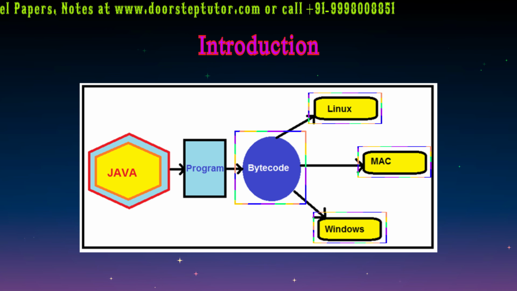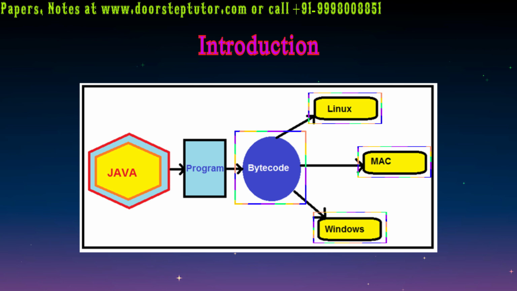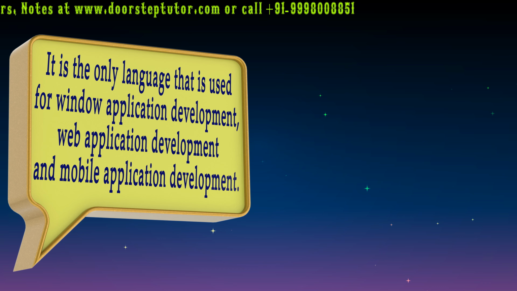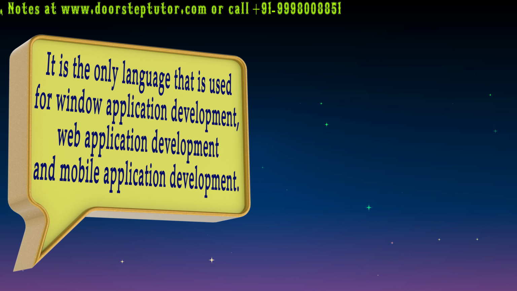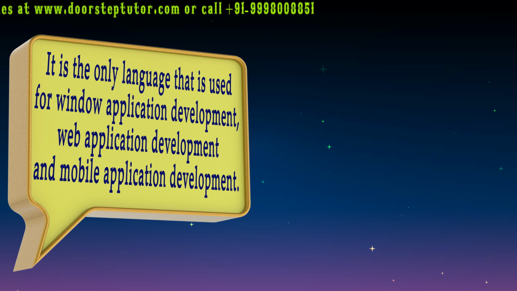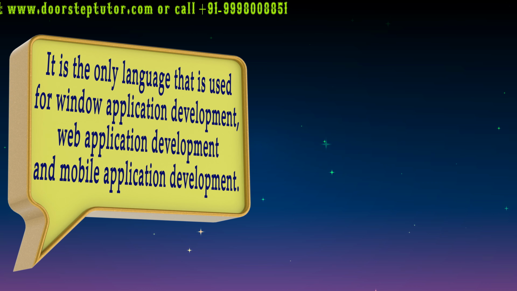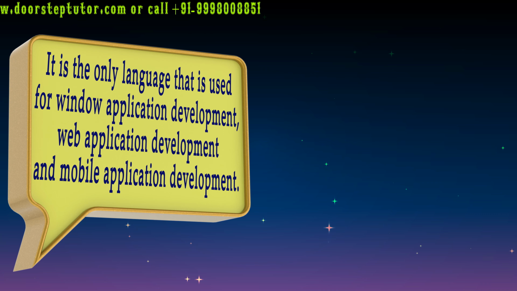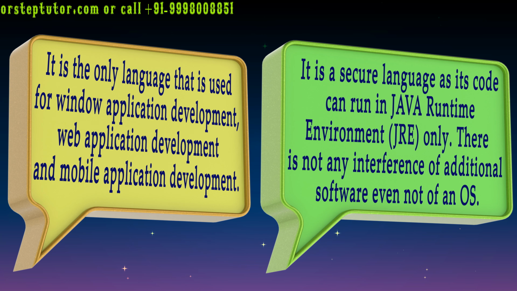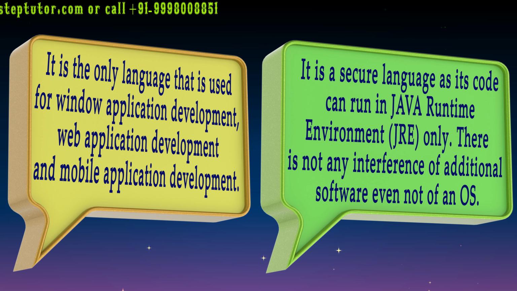So let's discuss some of the important features of Java programming. Core Java is basically used for three types of application development. The first is window form, that is form application, then web application, which means websites, then mobile application development. It is a secure language as it runs on the Java runtime environment only.